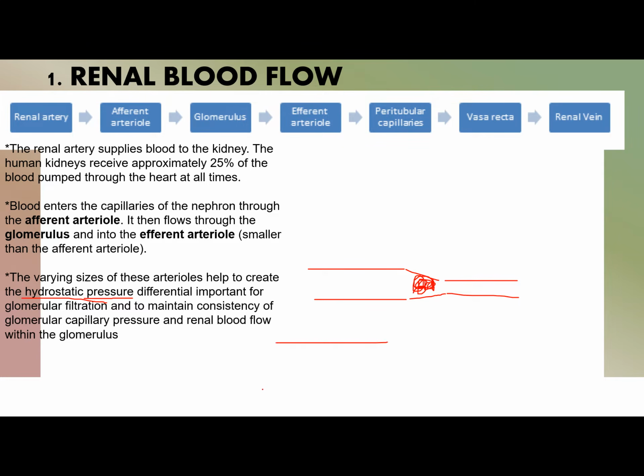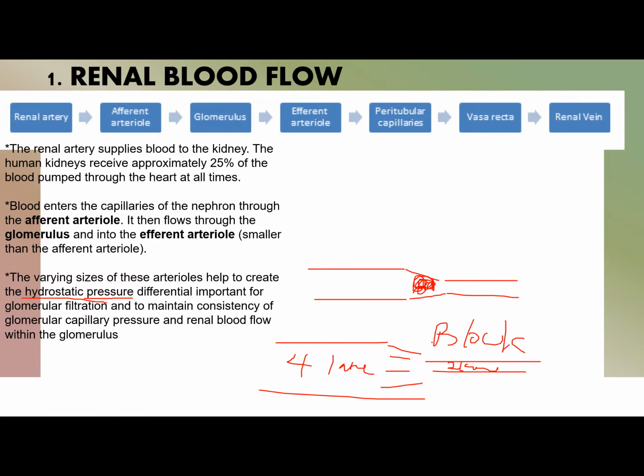Para kang nagda-drive ng sasakyan class. Kung from a four lane, bigla ka nag-shift into a two lane. Ang mangyayari, yung mga sasakyan dito na four lane, magkokos sila ng pressure, magkokos ng blockage.